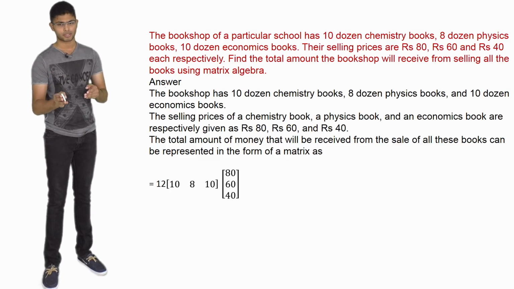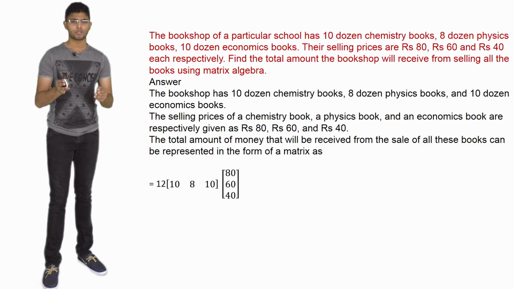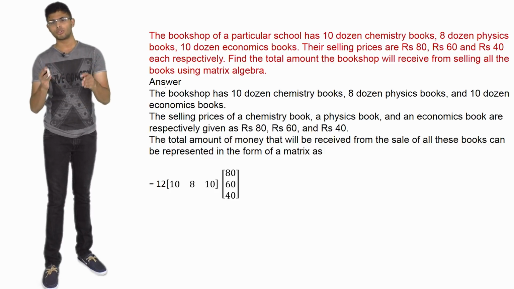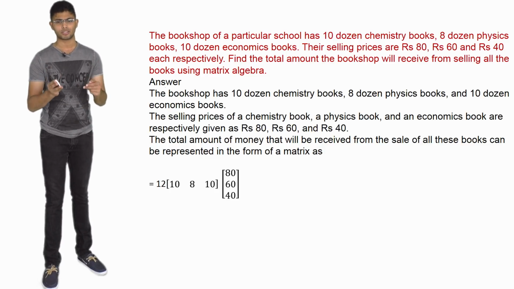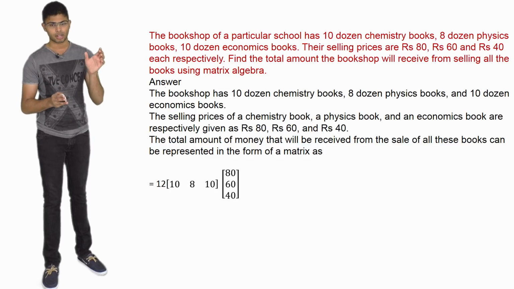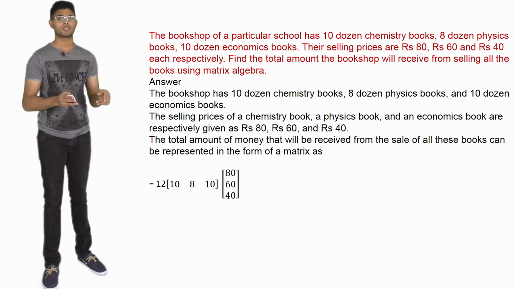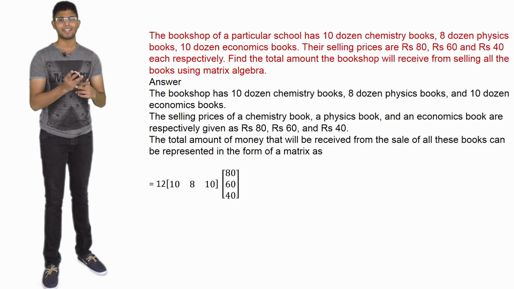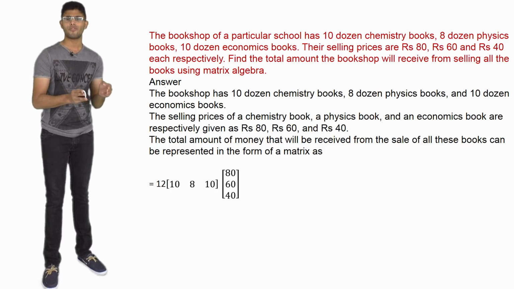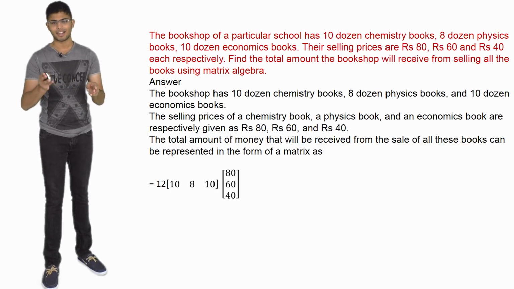So now we have to find out how much money the bookshop makes. To do this, let's first make the two pieces of information into matrices. The first matrix is going to contain the number of dozens of books. So the matrix is going to have 10, 8, and 10. Now this is in dozens, so we're supposed to multiply it by 12. So we have 12 into the matrix which has 10, 8, and 10.